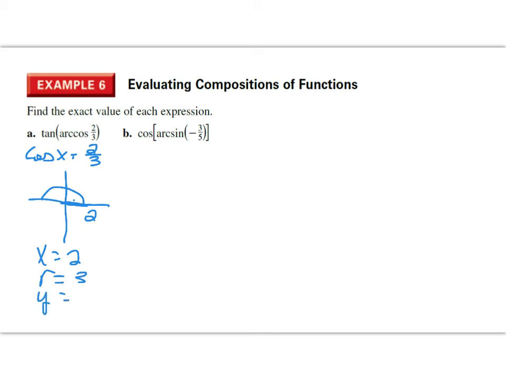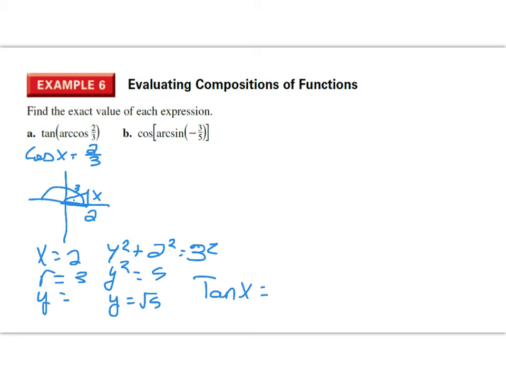So I'm going to use my radius, which is 3. I need to use the Pythagorean theorem to find out what my y value is. So y squared plus 2 squared is equal to 3 squared. So y squared is equal to 9 minus 4, which is 5. Therefore y is the square root of 5. So if we're going to find tangent, the tangent of x would be the y over the x. And the x here is 2.